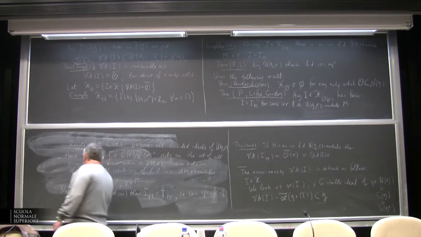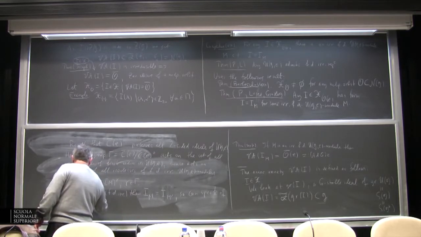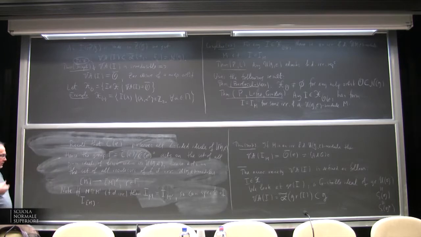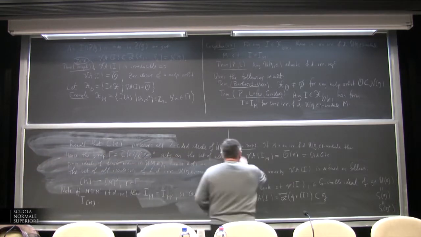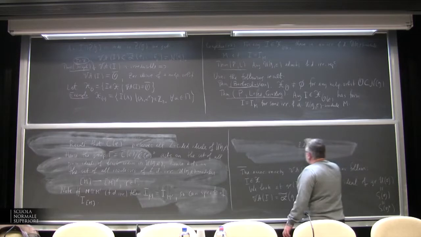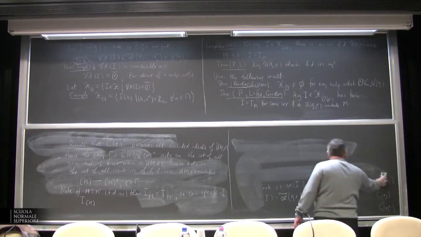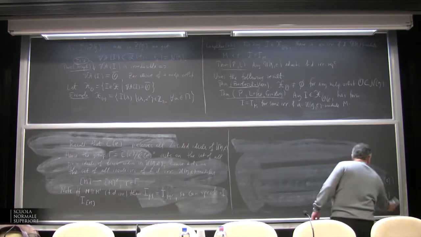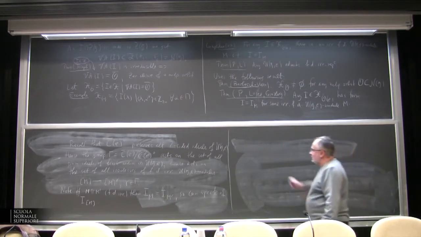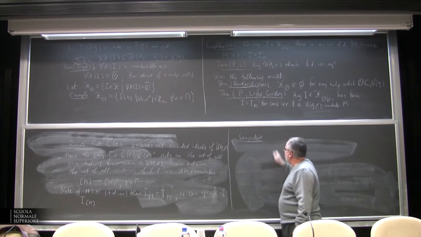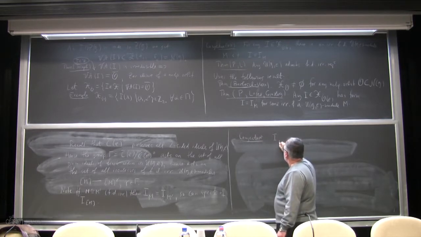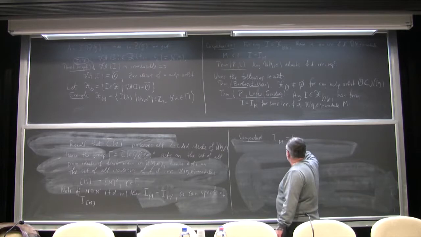This is a primitive ideal associated with this algebra. This is essentially Losev's map, but I don't want to go into it. Now I can state a conjecture I made, which is also proven now. I conjectured that I_M is equal to I_M prime.